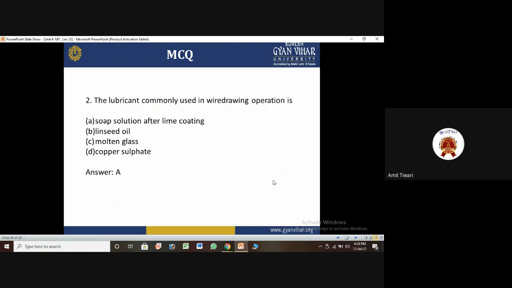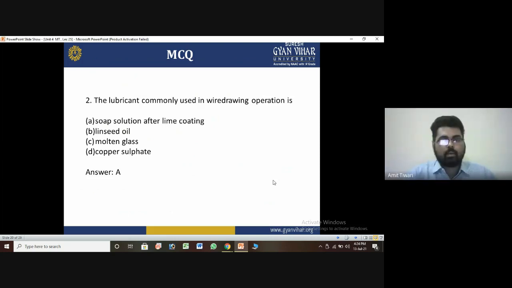Second, the lubricant commonly used in the wire drawing operation is: A, soap solution after lime coating; B, linseed oil; C, molten glass; D, copper sulfate. The answer is A, a soap solution after the lime coating.